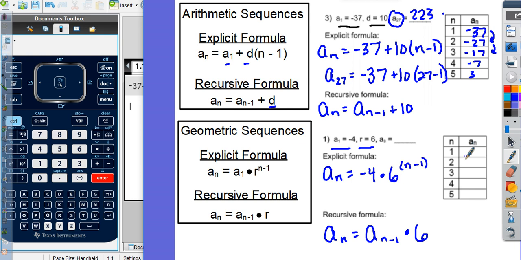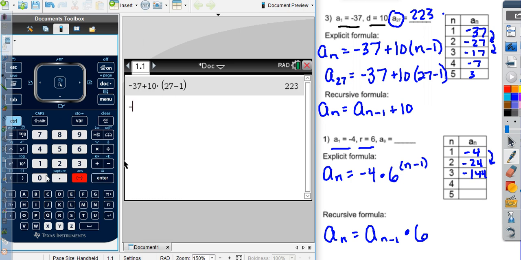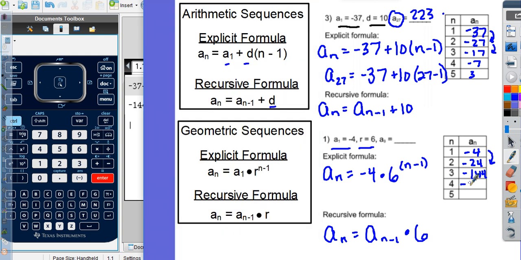So if I come over here, we're going to start with my first term. So the first term is that A sub 1, so negative 4, and we're going to create our pattern, our sequence. And we're multiplying by 6. So negative 4 times 6 is negative 24. Negative 24 times 6 is negative 144. 144 times 6, we will go to our handy dandy calculator. 144 times 6 is negative 864.